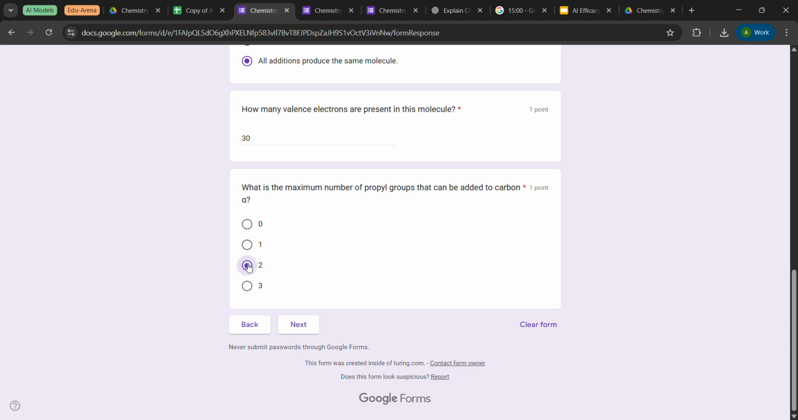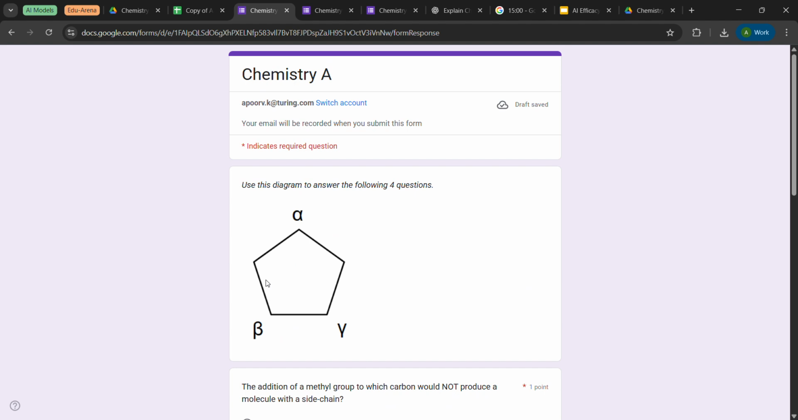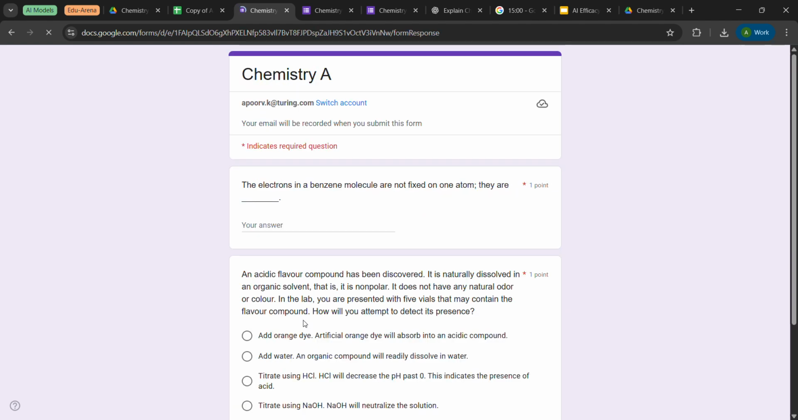What is the maximum number of propyl groups that can be added to the carbon alpha? 2. Since it is bonded to two carbon atoms, it can also attach itself to two more. Next. The electrons in the benzene ring are not fixed on one atom, they are delocalized.